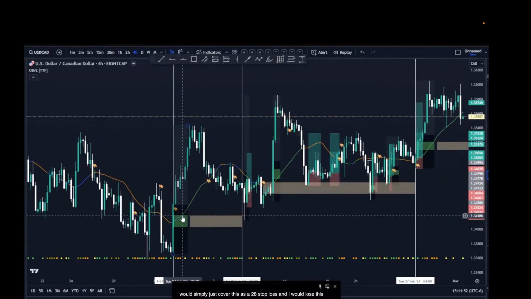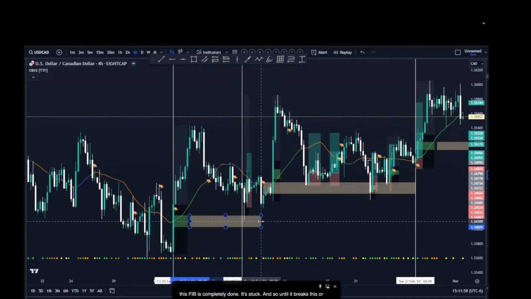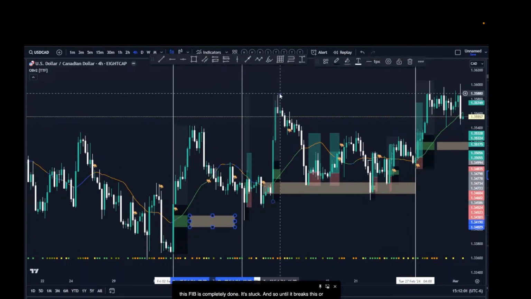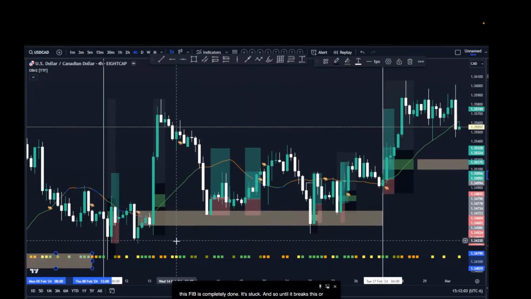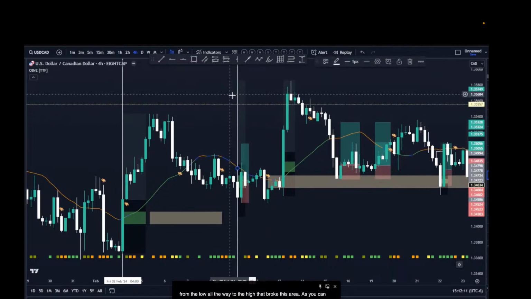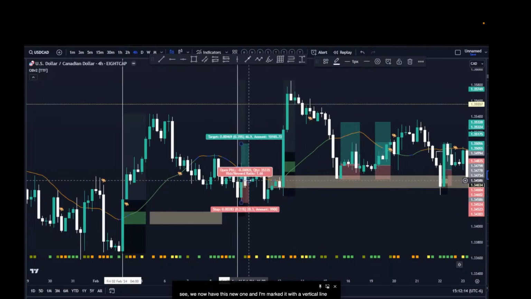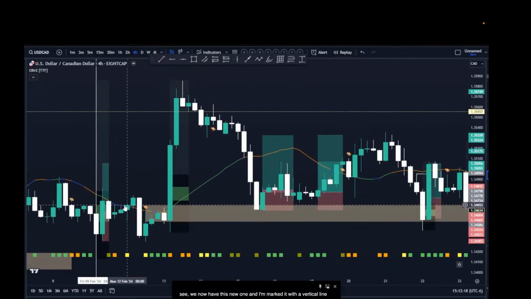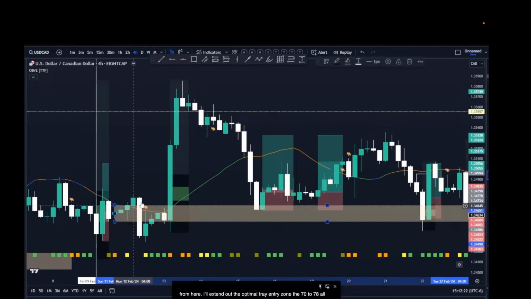And so coming back to the 4-hour, this was the last higher high. And so this fib is completely done. It's stuck. And so until it breaks this or this, we're trading the zone, and it doesn't stay here for long. So price breaks here on the 4-hour. So now we're drawing a fib from the low all the way to the high that broke this area. As you can see, we now have this new one, and I marked it with a vertical line.